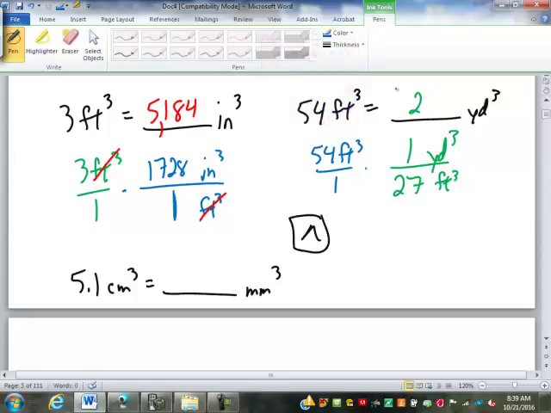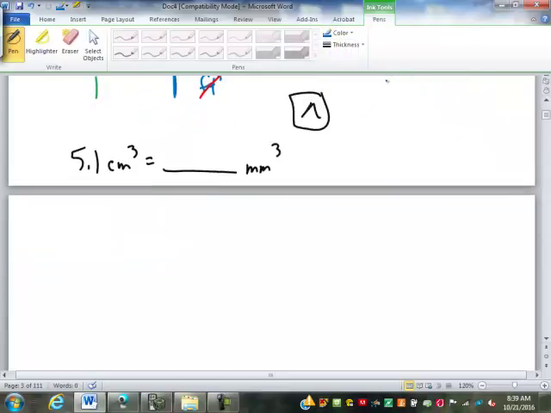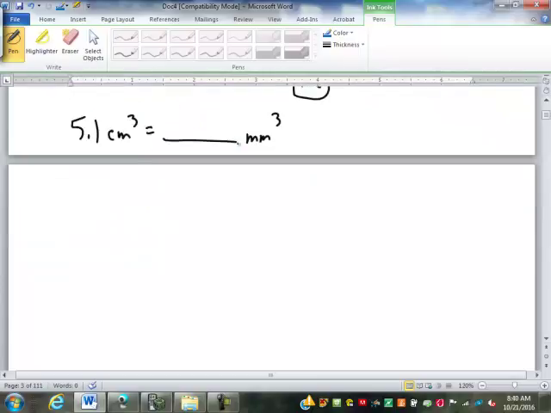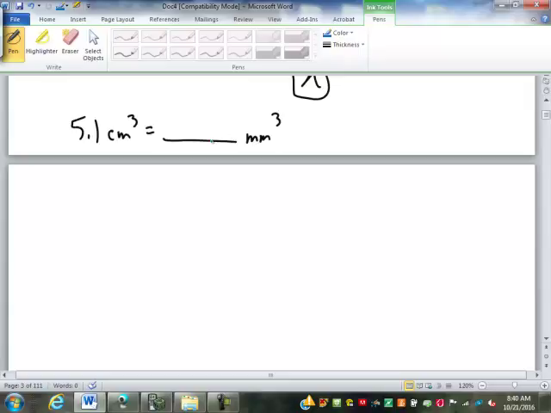5.1 centimeters cubed to millimeters cubed. Centimeters to millimeters is how many spots on the chart? One spot to the right. So we have to move how far? 3, because it's cubes, so it's triple that. So it's 5,100.